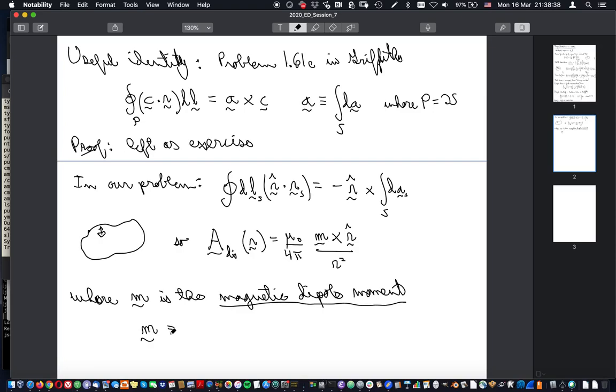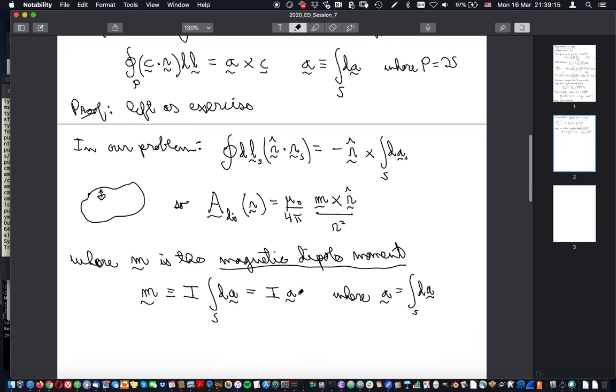M is by definition I times the integral over the surface that's bounded by this loop of dA. Or if you want, it's just I times the object A here, where A is defined as this average here. I'm writing some tautology here, right? Some very simple thing. A is by definition just the integral dA over your surface.